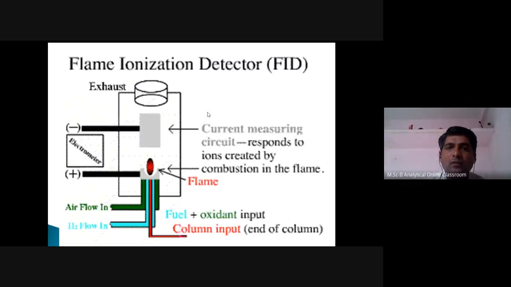So this is the diagram of the FID. Already we have seen there is a flame, there is an inlet for air and hydrogen, and this red line is for the column input, where the sample will come inside this flame. And this is the detector, and this is the exhaust. After detection, all the sample will be thrown out from this end, so it is called the exhaust.